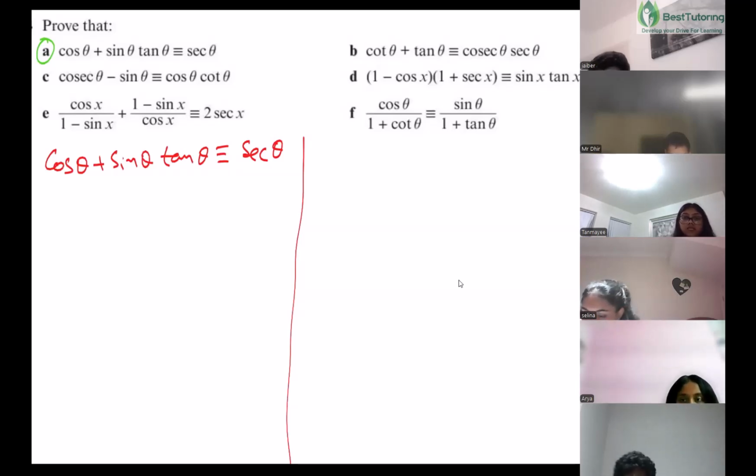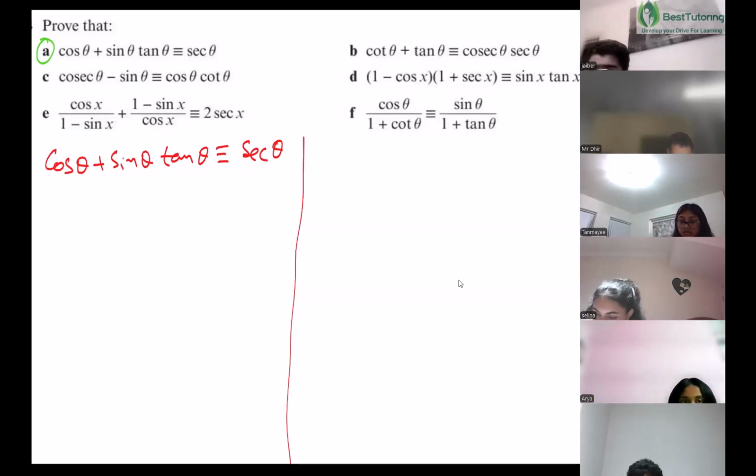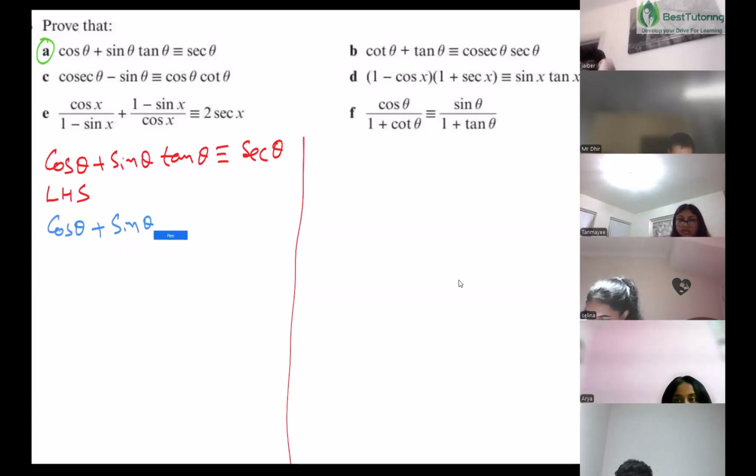Anurid, make a start, please. Go on. First, I made tan equals sine theta over cos theta. You started with the left hand side, right? Yeah, the left hand side. So we write cos theta as it is, and sine theta over cos theta, as Anurid said we can write.